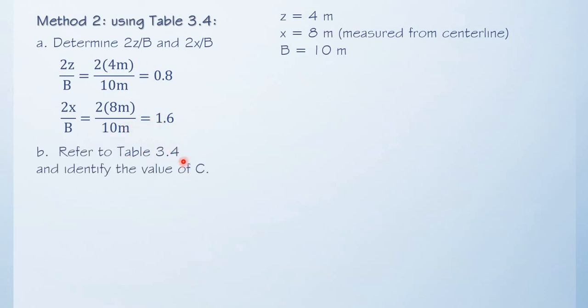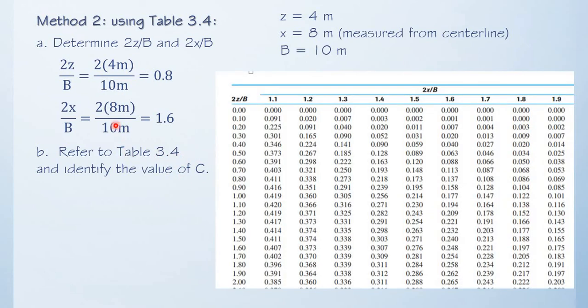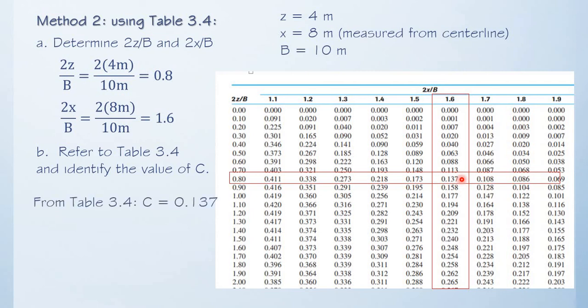We now refer to table 3.4 for us to identify the value of c. So from the table, the value of 2z all over b is 0.8, so that is somewhere here. And then the value of 2x all over b is 1.6. And where the two intersect together, this now becomes the value of our C, 0.137. So from the table, C is equal to 0.137.